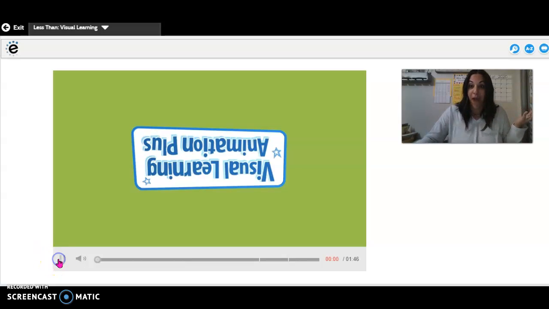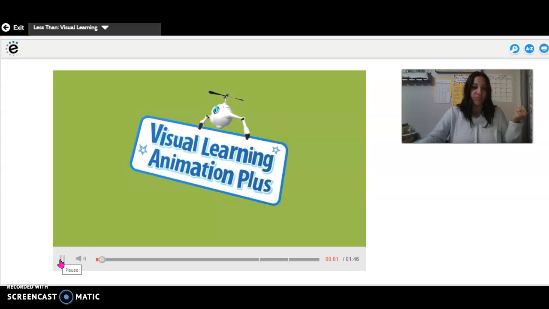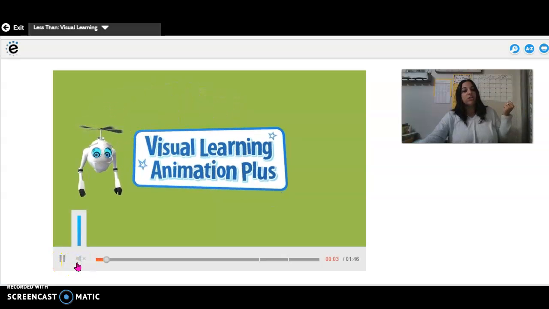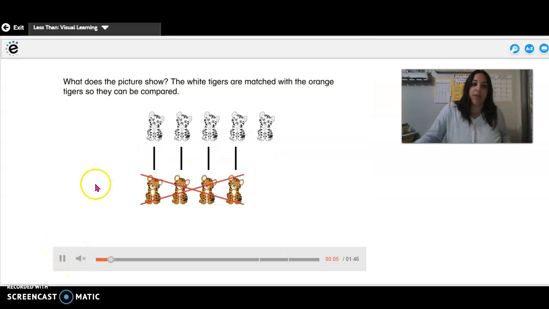Okay, so let's do some practice with this. So the first thing we're going to talk about is what this picture is showing. Okay, it has white tigers and orange tigers, and the two groups are matched up. We put the white tigers at the top and the orange tigers at the bottom.